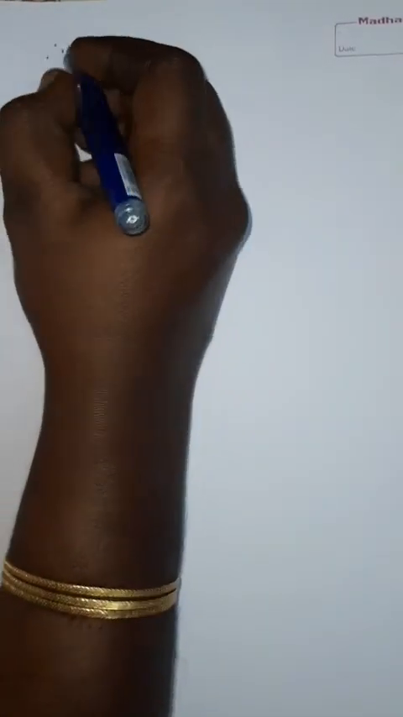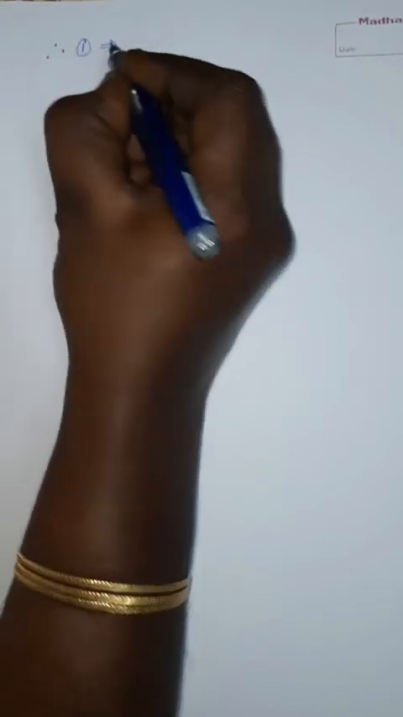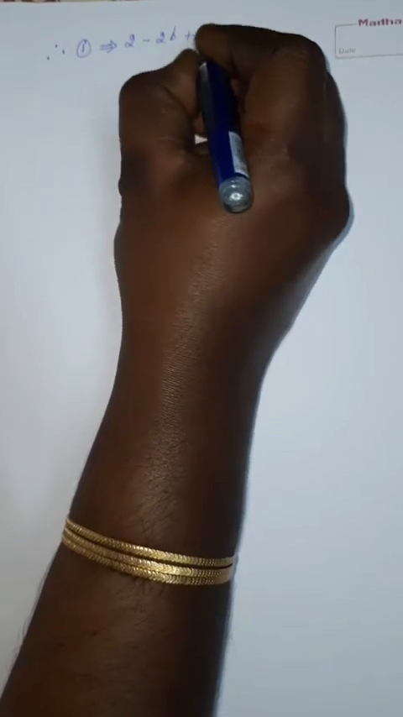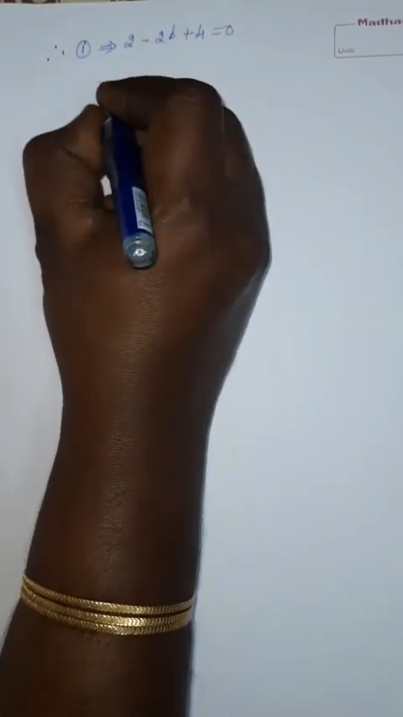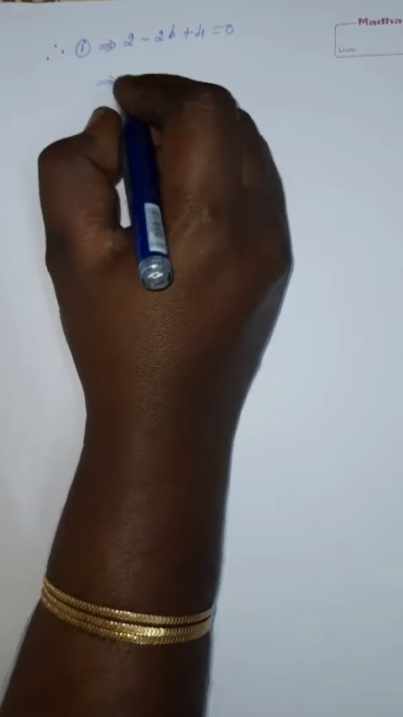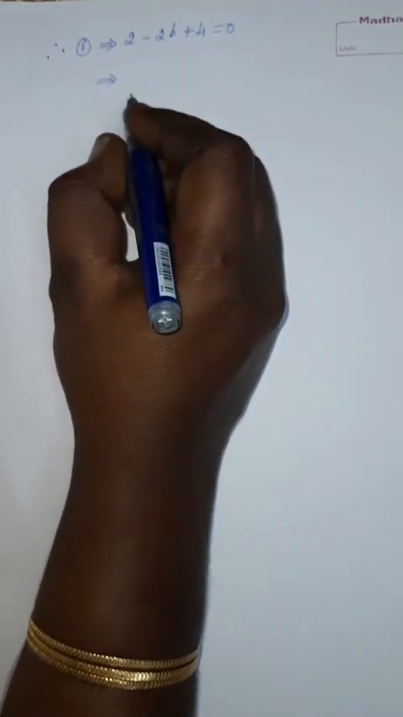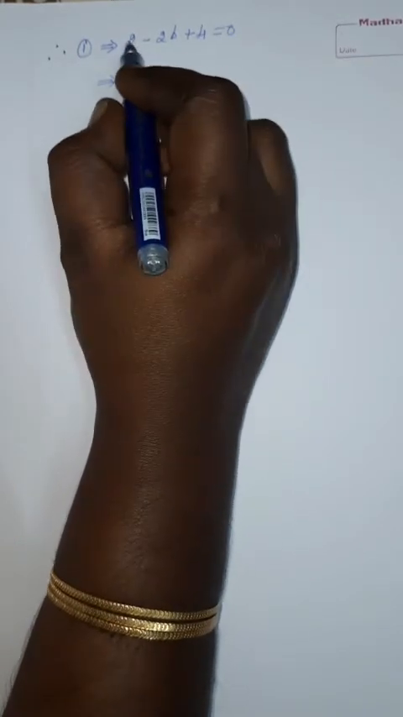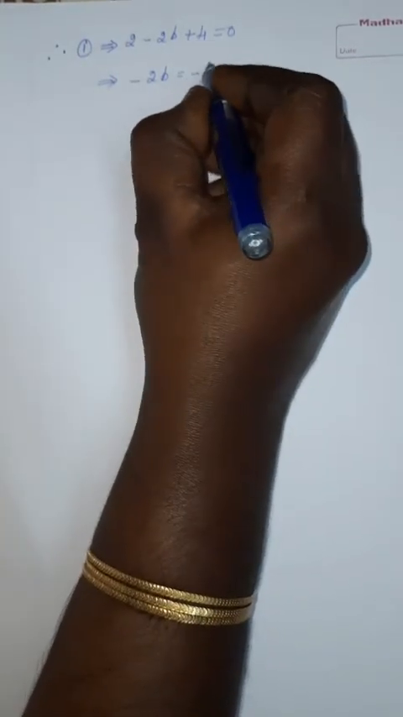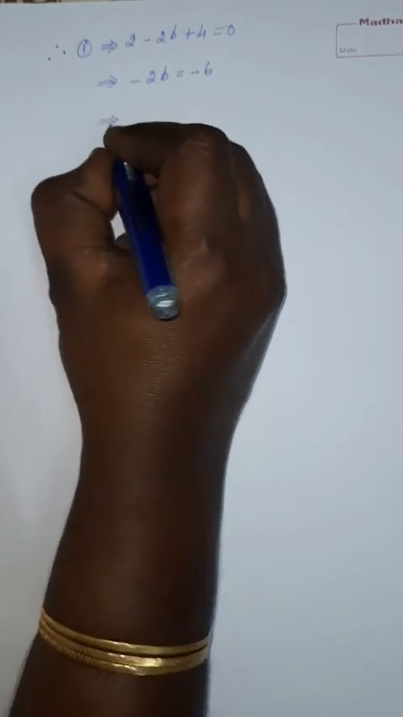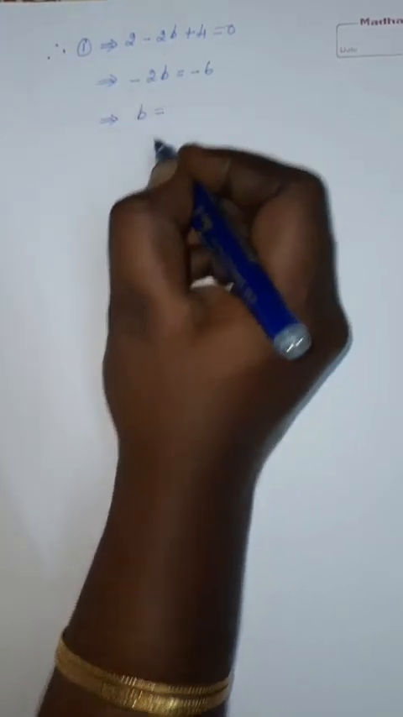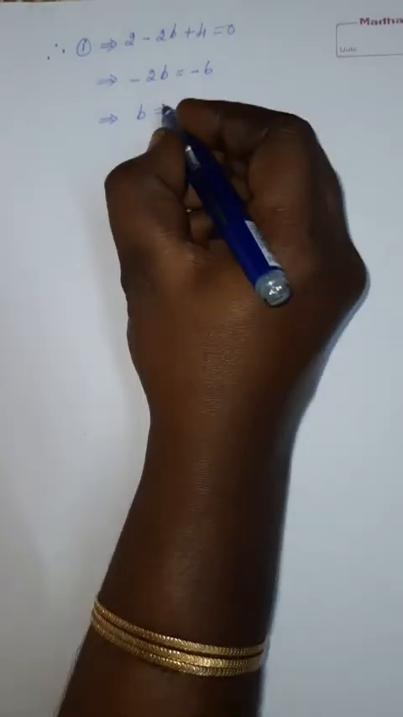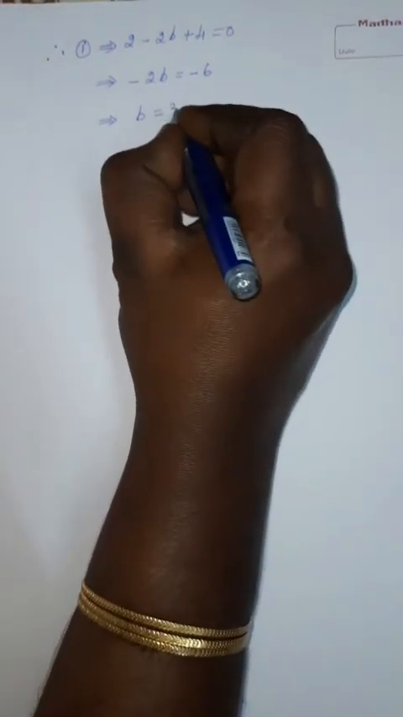Therefore, equation 1 implies a value, it is 2 minus 2b plus 4 equal to 0. We can take only the variable term to one side and the constant to the other side. So you will get minus 2b equal to 2 plus 4 is 6, that is minus 6, which implies b is equal to minus 6 by minus 2, that is 3. So the b value you got is 3.